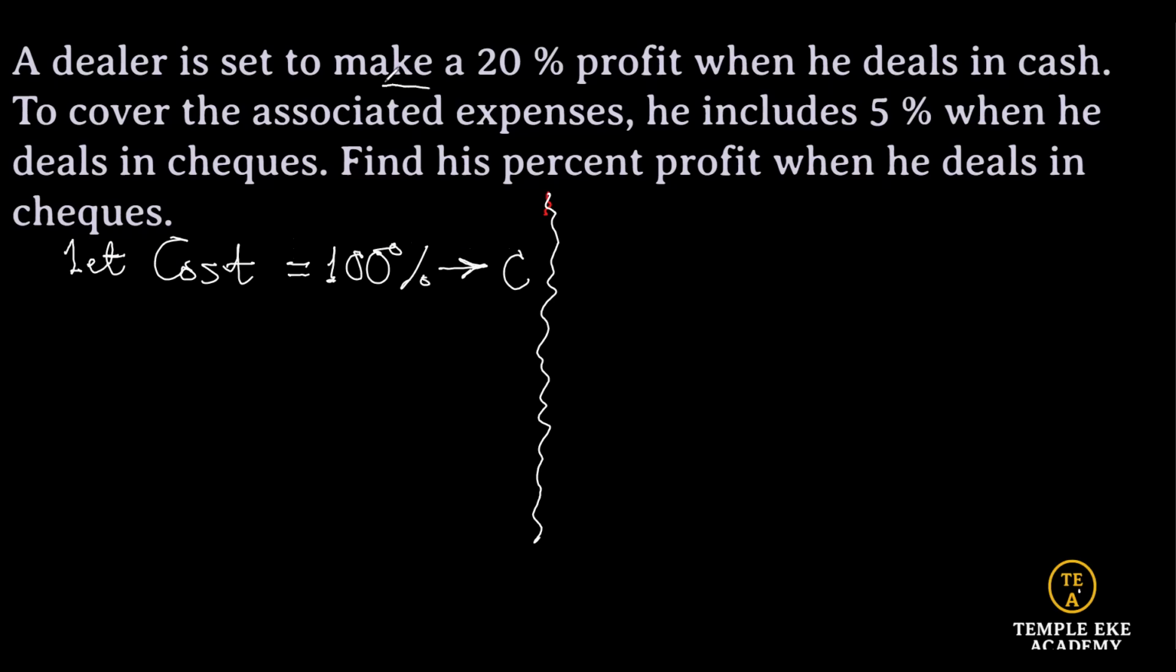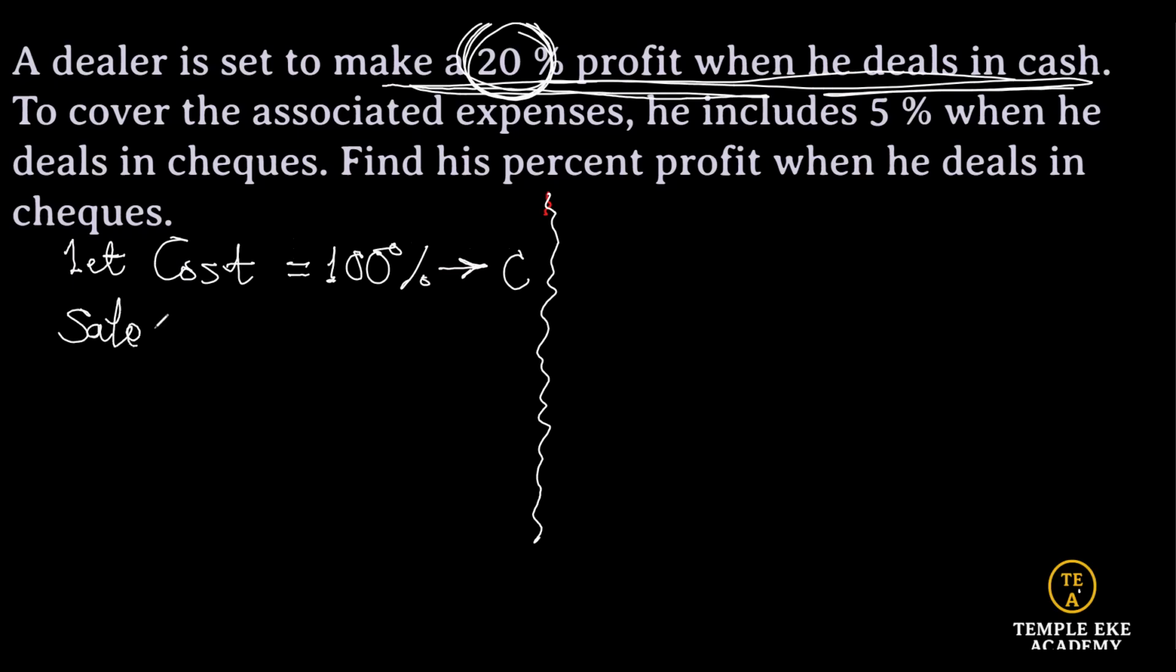So he makes a 20% profit when he deals in cash. We can see that there in the question. So profit in cash, 20%, which means we can simply add this 20% to 100 to make 120, and that will give us the sales. Of course, sales in cash is obtained by adding 100 and 20, giving us 120.